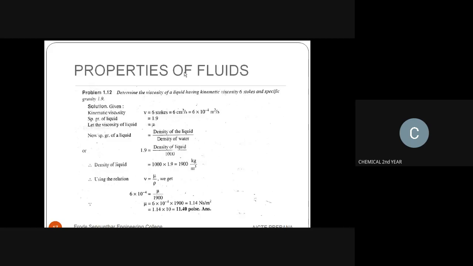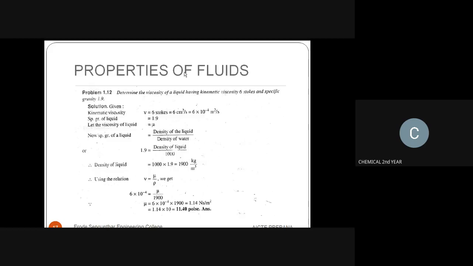So here what they have asked, determine the viscosity of the liquid having kinematic viscosity 6 Stokes and specific gravity. So here they have given kinematic viscosity and specific gravity. What they have asked is viscosity. In the previous problem, they had given the dynamic viscosity and kinematic viscosity directly, and they asked for the specific gravity. Here, specific gravity and kinematic viscosity are given. So we need to determine the viscosity. Same procedure, we slightly need to alter the formula. Right. So what is the kinematic viscosity? Kinematic viscosity is equal to 6 Stokes.